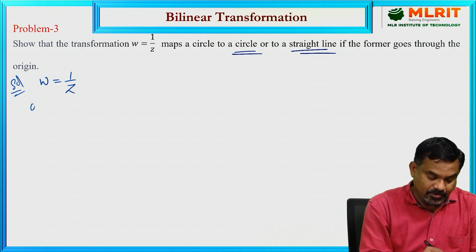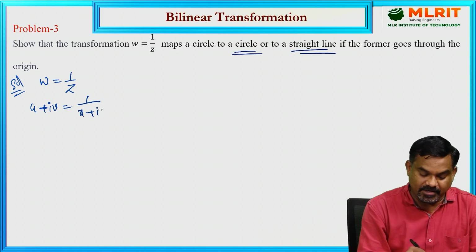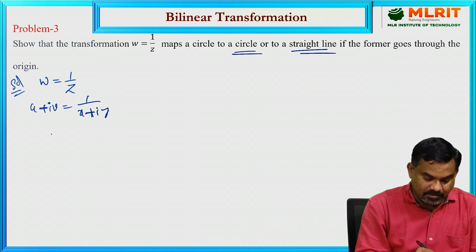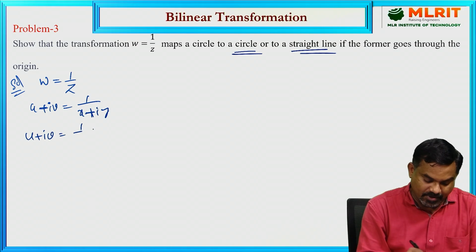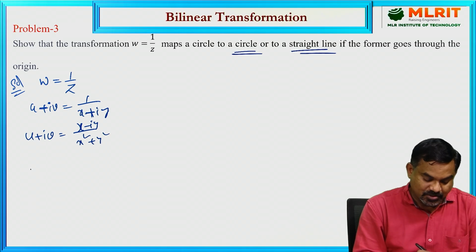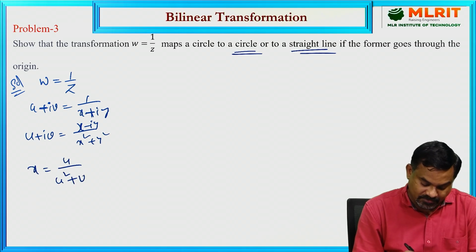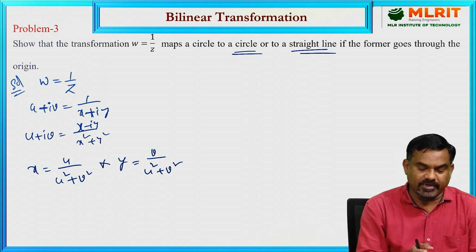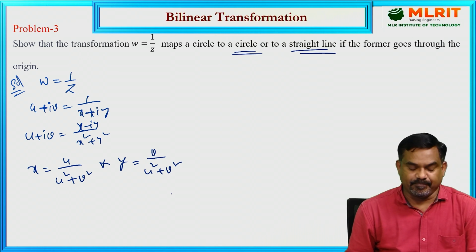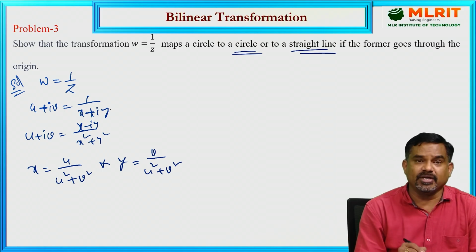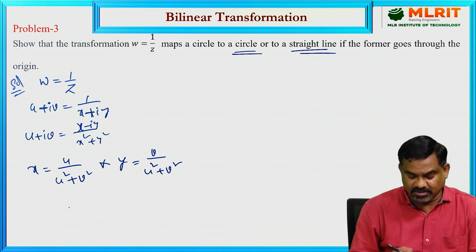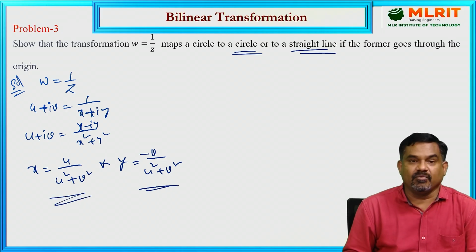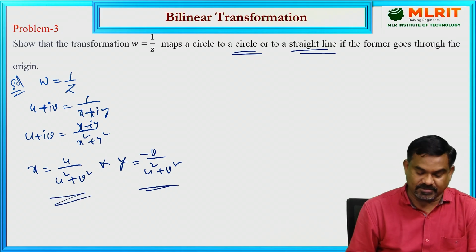So again the same, u plus iv is 1 by x plus iy, which is u plus iv is x minus iy by x square plus y square. So x equal to u by u square plus v square and y equal to v by u square plus v square. Similarly here you can interchange these two and simplify, you will get the same. For example, if I write x plus iy equal to 1 by u plus iv and then simplify, we will get the same things here with minus. Y term is having negative sign, here we have minus.